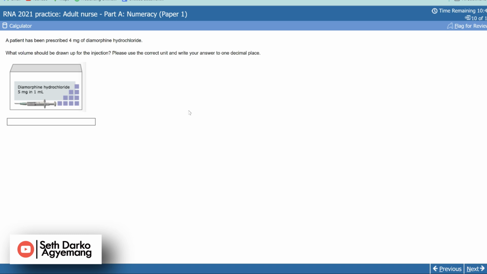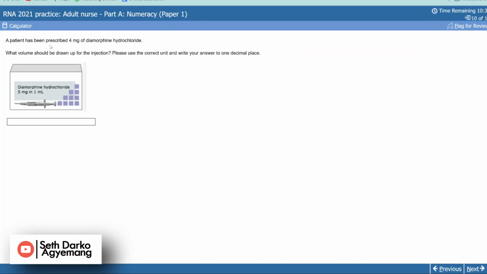Our very next question here, we've got 10 minutes more to go and we are on our 10th question. I'll demonstrate how to flag for review, but I'll use the last question. A patient has been prescribed 4 mg of diamorphine hydrochloride. What volume should be drawn up for the injection? Please use the correct unit and write your answer to 1 decimal place. So diamorphine comes in 5 mg in 1 mL, and then we need 4 mg. Let's go and look at that.